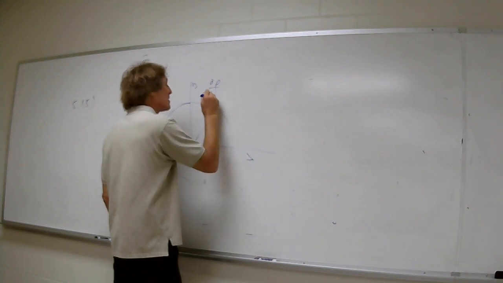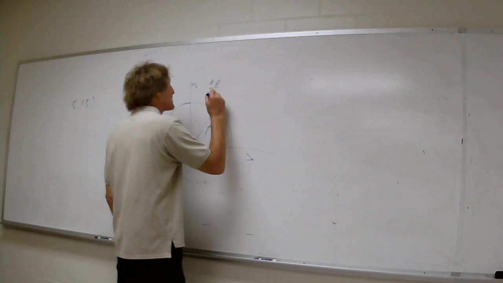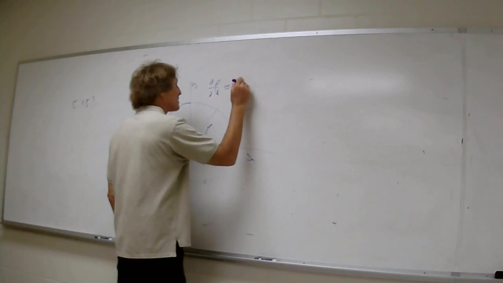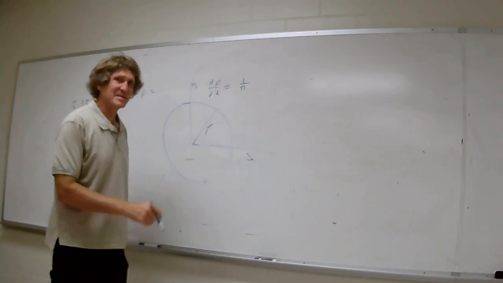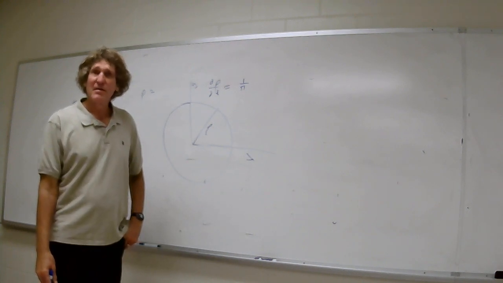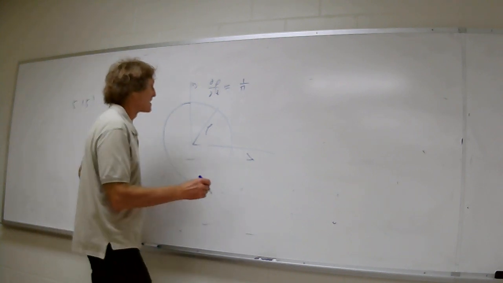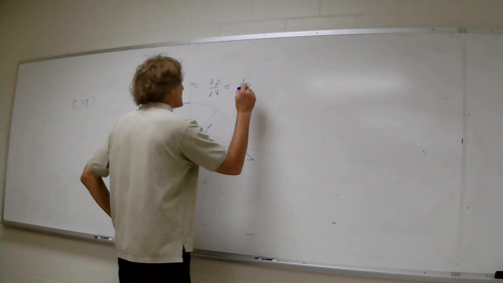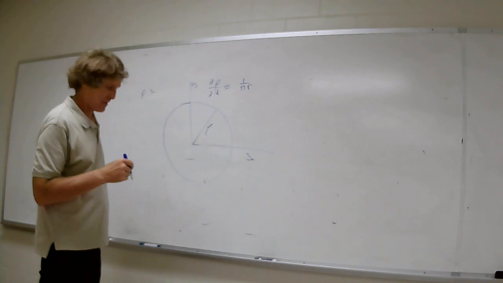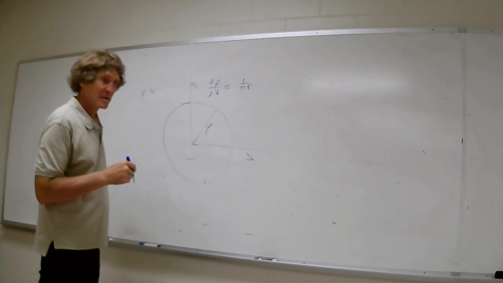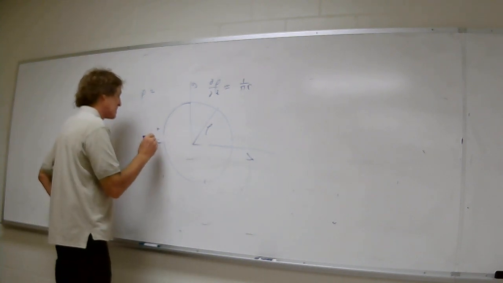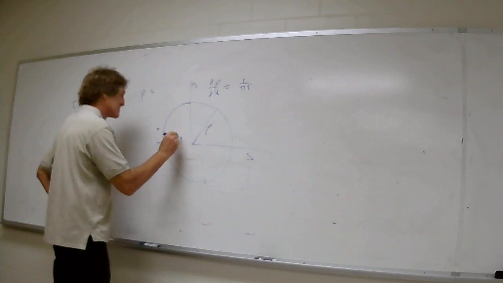So d rho dt equals 1 over pi r. It increases at a rate of pi r to the negative first. All right, so that's the radial change. Okay, what's the question? There's a small break in the loop that has a 2 ohm resistor.